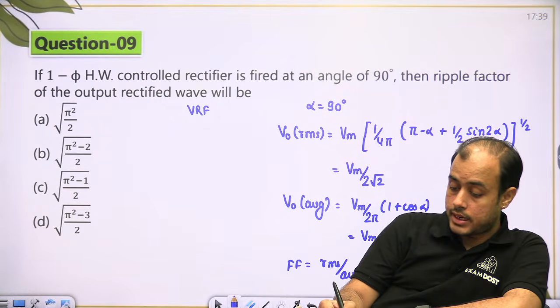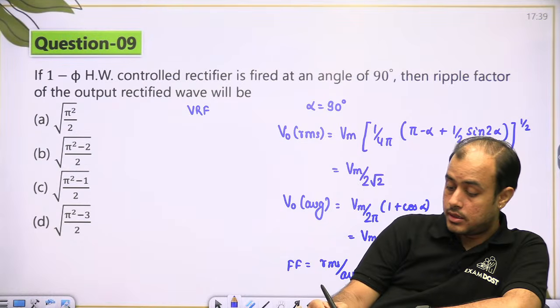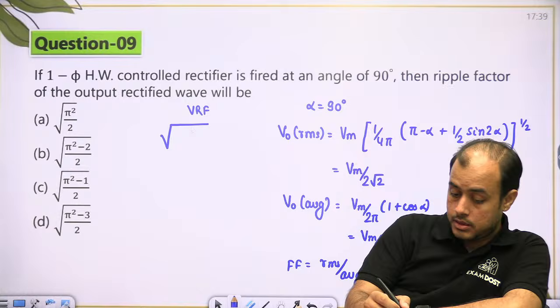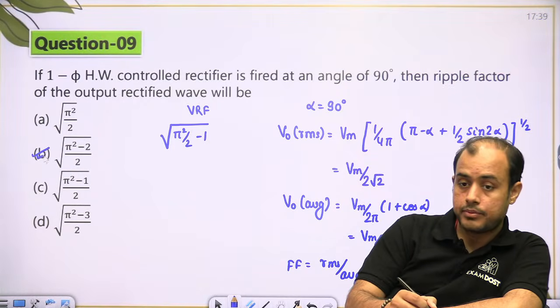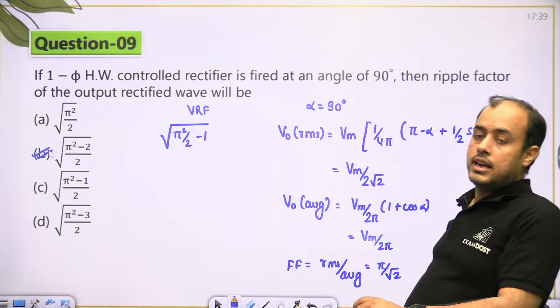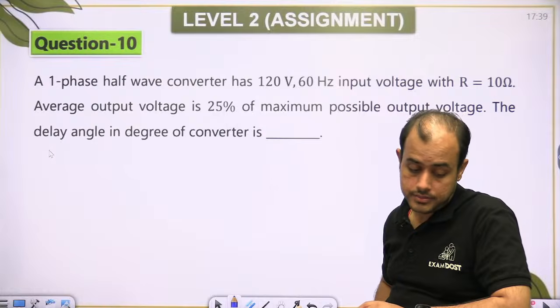Form factor is RMS by average. Okay. So it is 2 root 2, 2 pi by 2 root 2 pi by root 2. Form factor square minus 1. Answer will be B. Okay. ये आ गया form factor square minus 1.